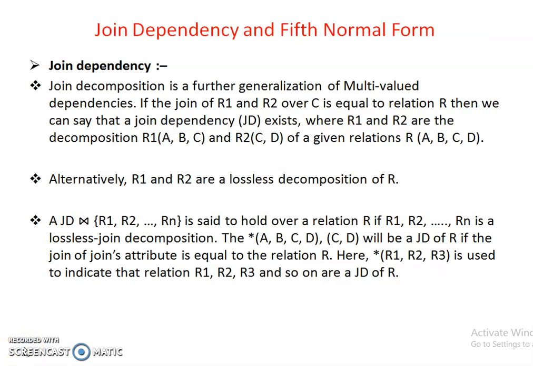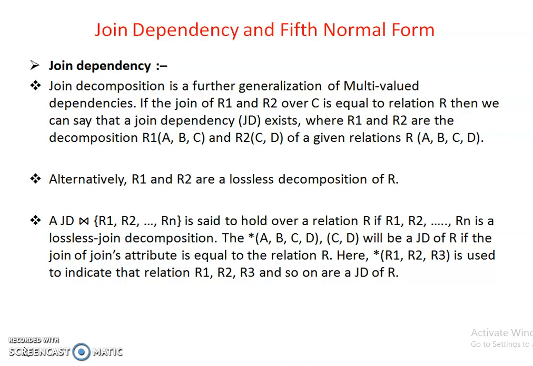Now we discuss join dependency and fifth normal form. First we discuss join dependency. In a database schema, a join dependency is a constraint on the set of legal relations. A table T is subject to a join dependency if T can always be recreated by joining multiple tables, each having a subset of the attributes of T. The join dependency is called trivial if one of the tables in the join has all the attributes of that particular table T.